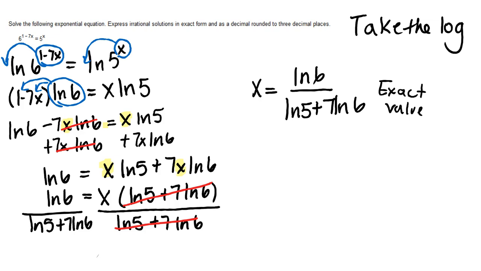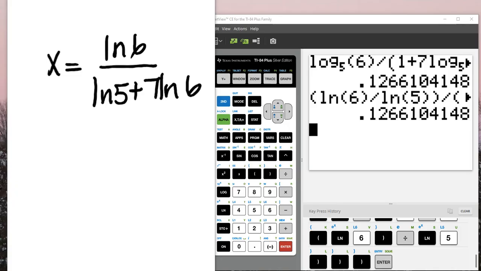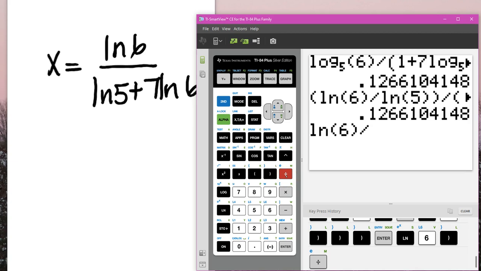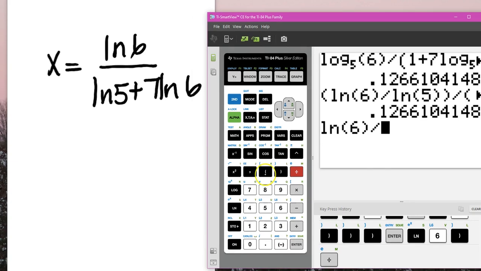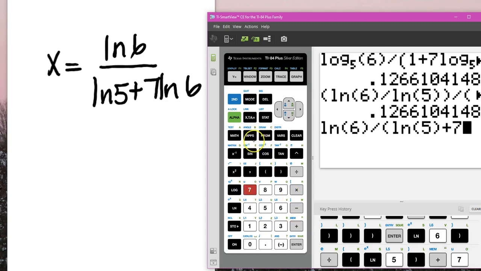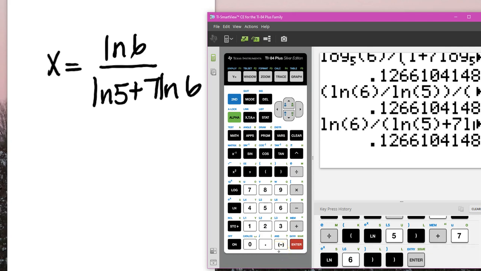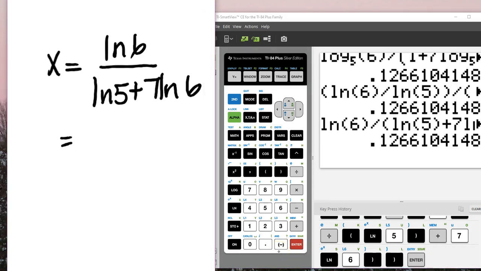And I'll use the calculator to get that decimal approximation. So I can use the natural log button on the home screen of my calculator. Natural log 6 divided by, I need parentheses around the whole denominator. So that's natural log 5 plus 7 natural log 6. And I'll close parentheses for the denominator. And you can see we got the same value from before, 0.127.